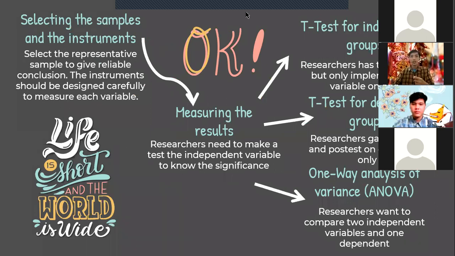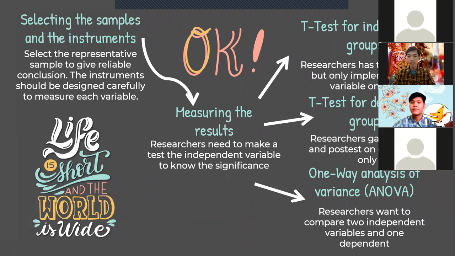Okay, so the third is selecting the samples and the instrument. You may select a representative sample to give a reliable conclusion, and then the instrument should be designed carefully to measure each variable. Then the fourth is measuring the results.